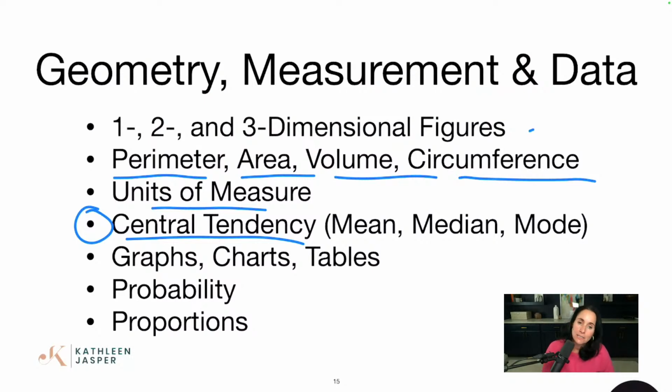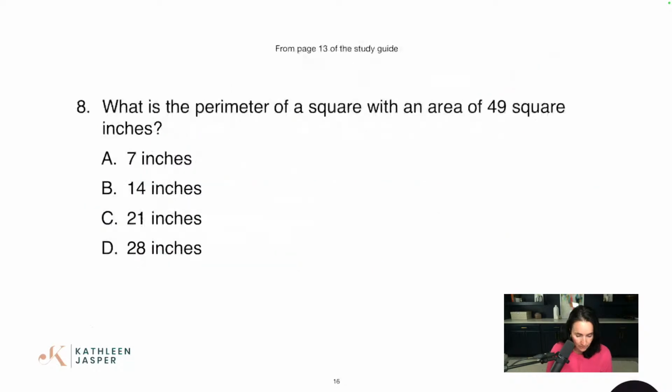But I don't like doing math tests that don't have this. So they may have it categorized in something else, but mean, median, and mode. Graphs, charts, tables, probability, and proportions. Let's have a look here.